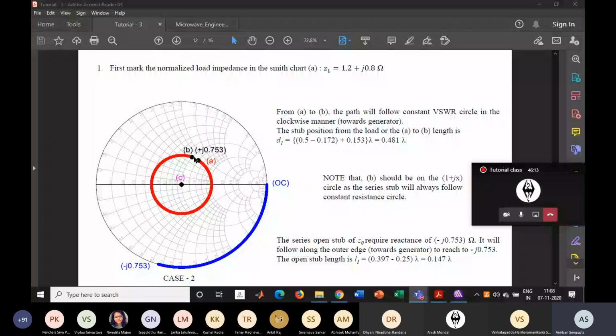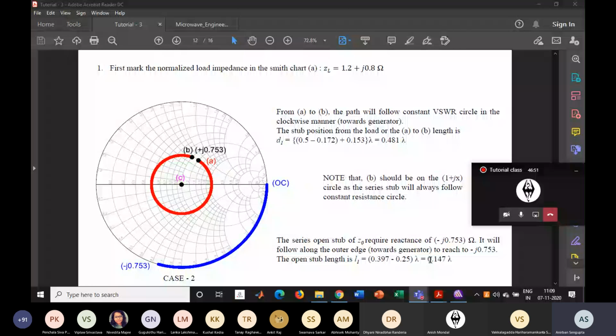Then what should be the length of the open stub to find out the complex conjugate impedance of this reactance? You can calculate from the open circuit point to the minus j 0.753 point. At this point the lambda value is 0.397, and at the open circuit point it is 0.25. Just subtract that and you will find that the length of the open stub will be 0.147 lambda.